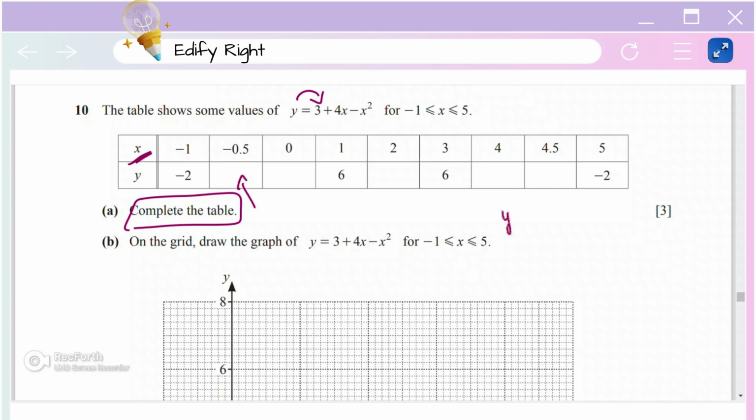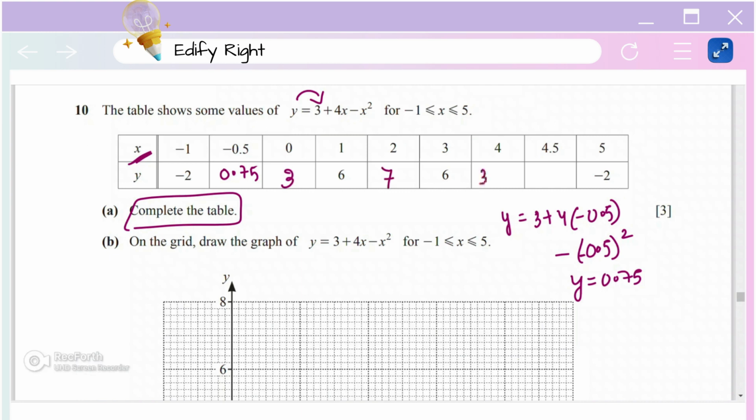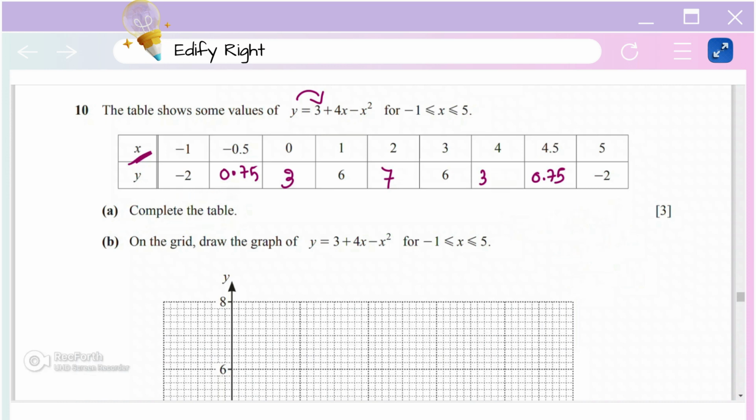So that would be y equal to 3 plus 4 into the corresponding x, which is minus 0.5, minus 0.5 whole square, and when you solve this you get y equal to 0.75. So in this box this is 0.75. Similarly, just substitute the values of x, you get the corresponding y. So this would be 3, 7, 3, 0.75. That's it. So that's the first question. That's how you complete the table, and this is worth 3 marks, as you can see.